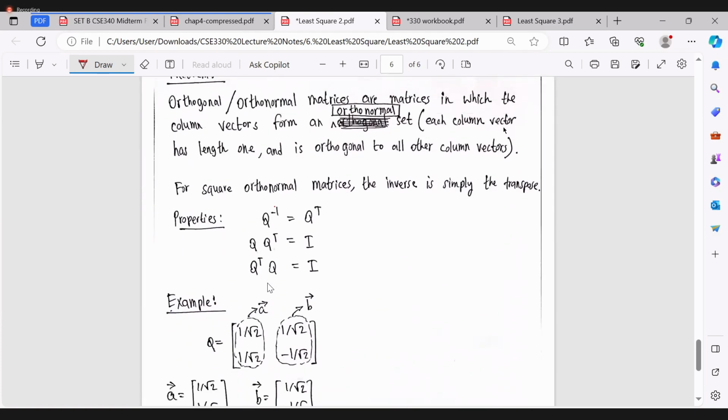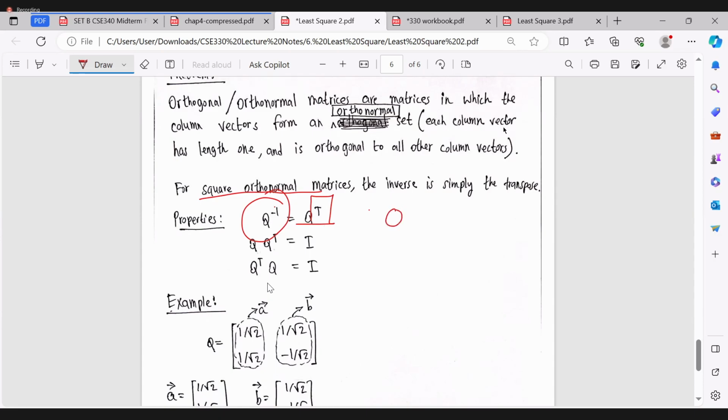So what is the benefit of using an orthonormal matrix? Normally inversing is difficult, isn't it? Inversing is a very computationally expensive operation. But if your matrix is a square orthonormal one, then you can just transpose the matrix to get the inverse.